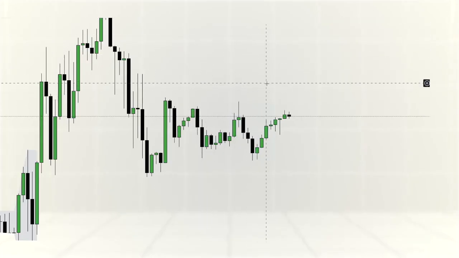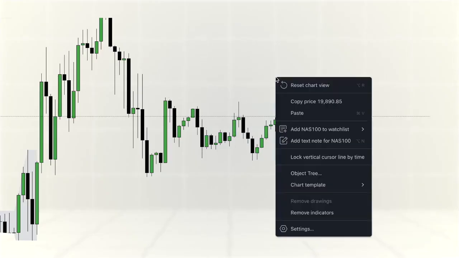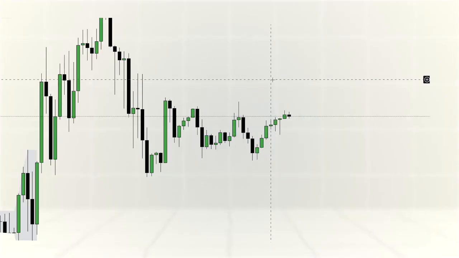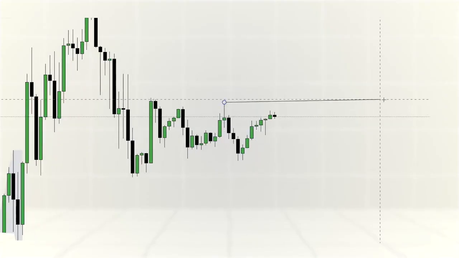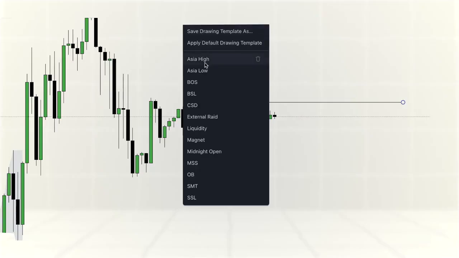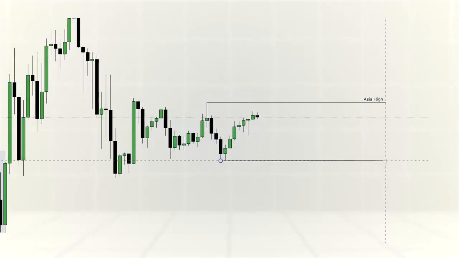So, here we are on the NASDAQ 15-minute time frame. What do we see? Right here, we have the Asian session. We can clearly see the Asian session running from 8 p.m. New York time to midnight New York time, which is UTC-4. What do we do first? We mark out the Asian high.